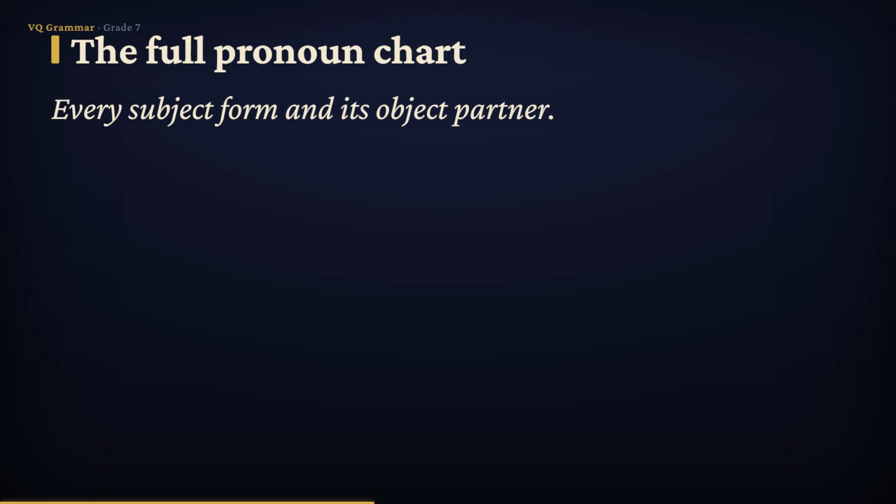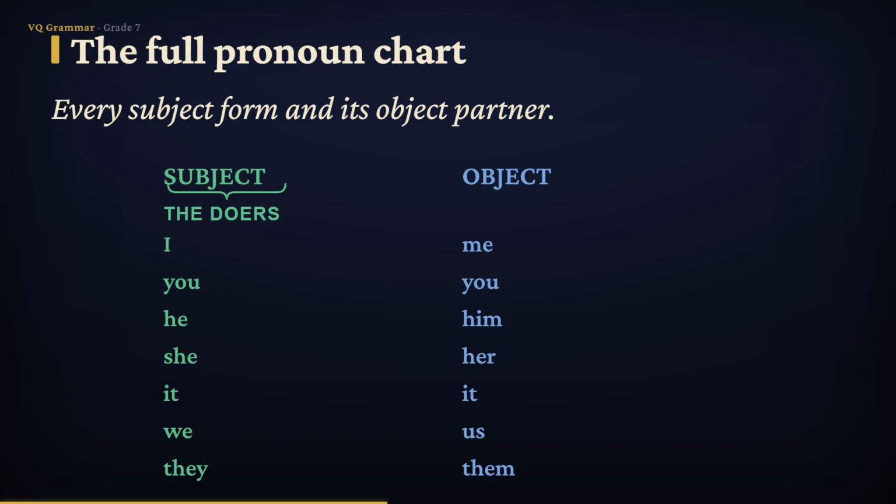Now let's see all of them together in one chart. On the left are the subject pronouns, the doers. On the right are the object pronouns, the receivers. Notice how each subject form has an object partner. I becomes me. You stays you. He becomes him. She becomes her. And it stays it. We becomes us, and they becomes them. Read them across in pairs, and the whole system fits in your head at once.